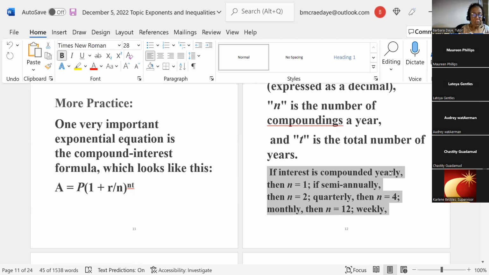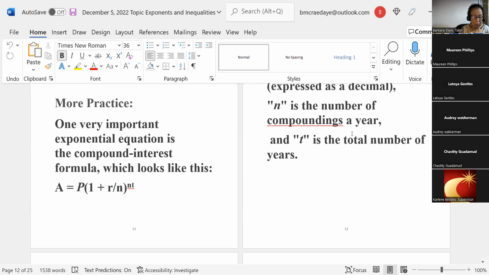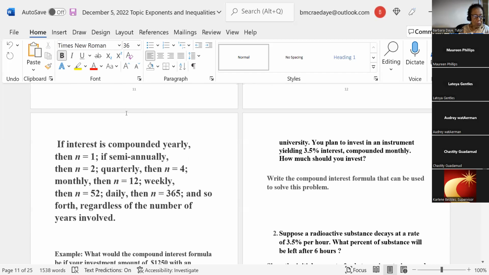Okay, if interest is compounded yearly, N is 1. If it's semi-annual, twice a year, it's 2. If it's quarterly, it's 4 quarters in a year, that's 4. If it's monthly, N is 12. If it's weekly, it's 52 because there are 52 weeks in a year. If it's daily, it's 365 because there are 365 days in the year. Okay, so these are the values you use.